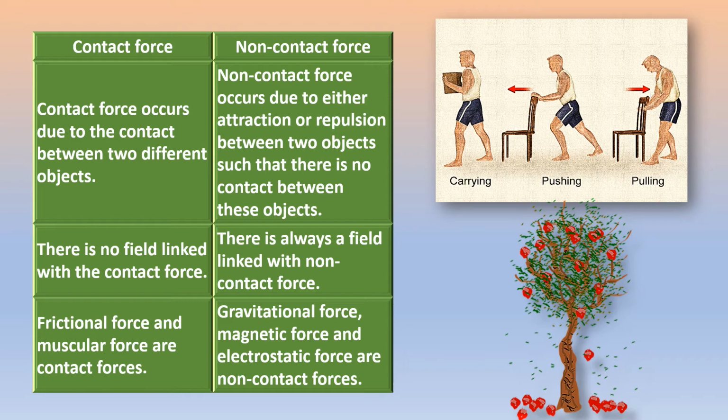In a contact force, there is no field linked with the contact force, and in non-contact force, there is always a field linked with that force, meaning either a magnetic field or a gravitational field, whereas carrying, pushing, pulling doesn't have any magnetic, electrical or gravitational field. Examples of contact forces are frictional force and muscular force, whereas gravitational, magnetic and electrostatic forces are non-contact forces.